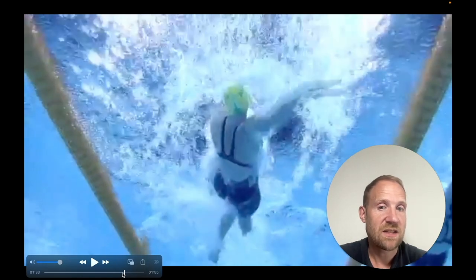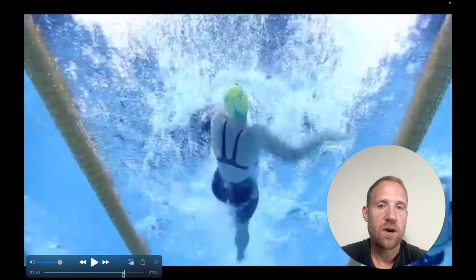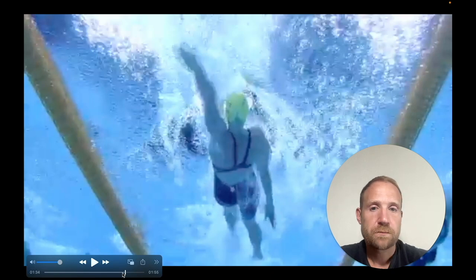So as the catch gets set up, right as the hand exits, and so that right when that hand comes out, applying a force backwards on the water, getting ready to go. And so even in a 200 and even in a 50, the arm-to-arm timing stays pretty similar because that's the most effective way to swim backstroke.